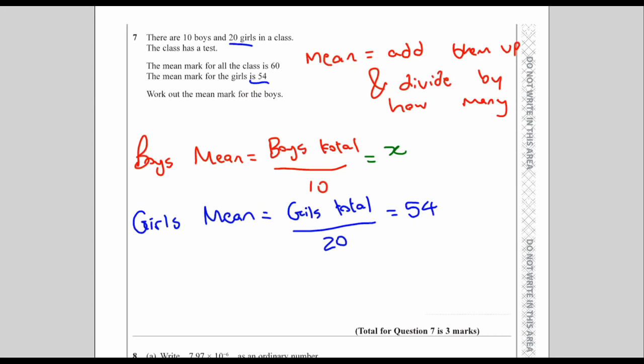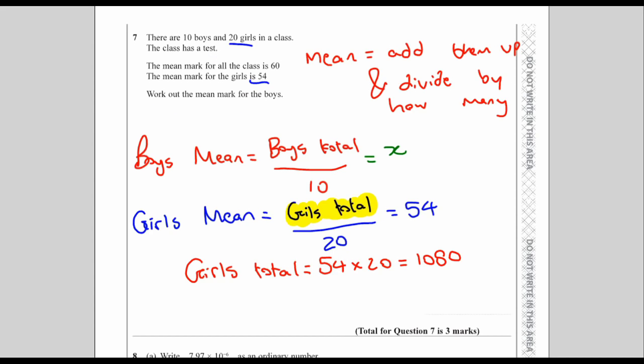So now we can figure out the girls total by doing 54 times 20. We're undoing this divide by 20, timesing by 20. So girls total equals 54 times 20. So times by 2 and then add a 0 on. So you get 108 and then 0.